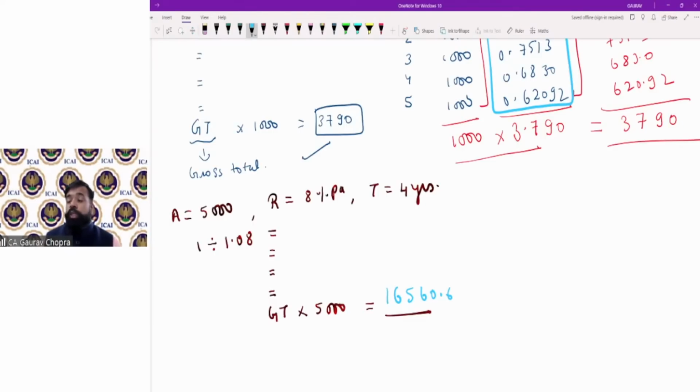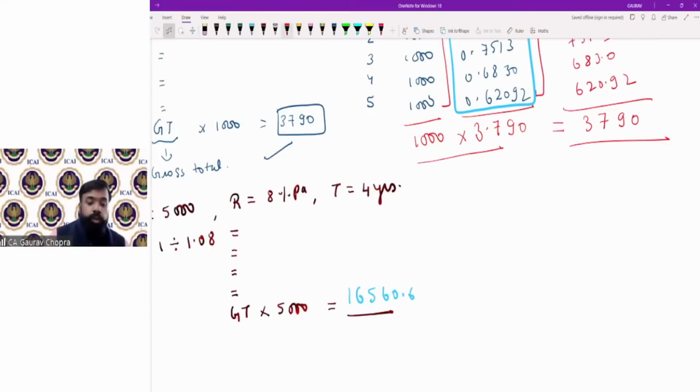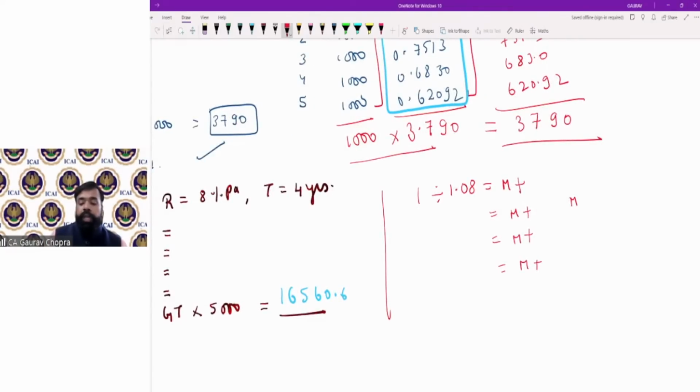Okay, now those students who are not having GT button in the calculator, they might have some difficulty. So they have to do some extra efforts now. What extra effort is required? So type 1 divided by 1.08, press equal to, and after this equal to, you have to use M plus. Then again, press equal to, M plus. Third equal to, third M plus. Fourth equal to, fourth M plus. And now you have to press MRC button. And MRC multiply by 5000, you will get the answer.